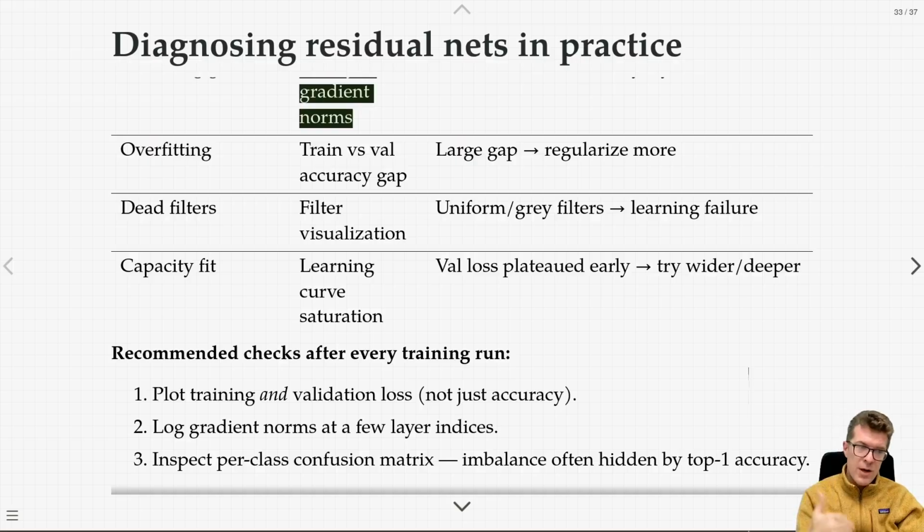So every training run, look at training and validation. Don't just look at accuracy, look at all of the other metrics available to you. Look at gradient norms, maybe not at every single layer, but you can sample if you have many layers. You don't have to sample every single one. You can look at a couple of them. And look at confusion matrices also to make sure that fundamentally the task is not being solved for one group and not another.